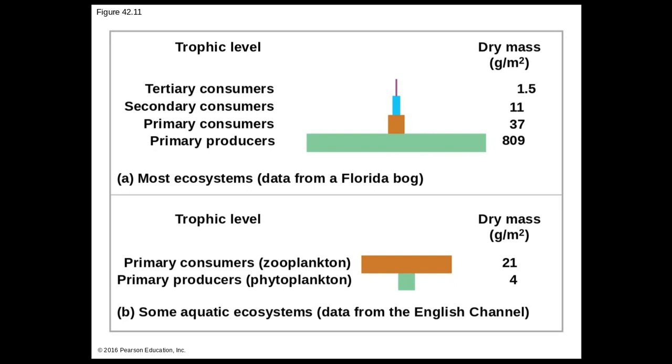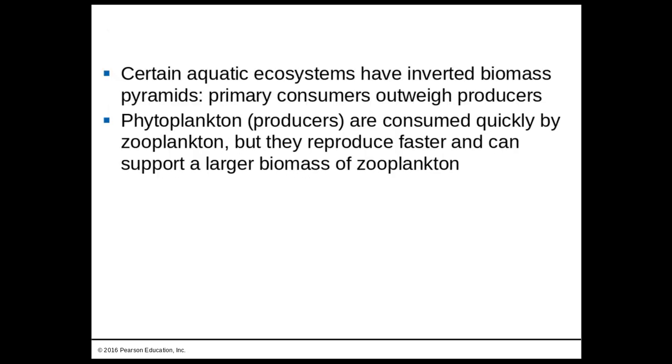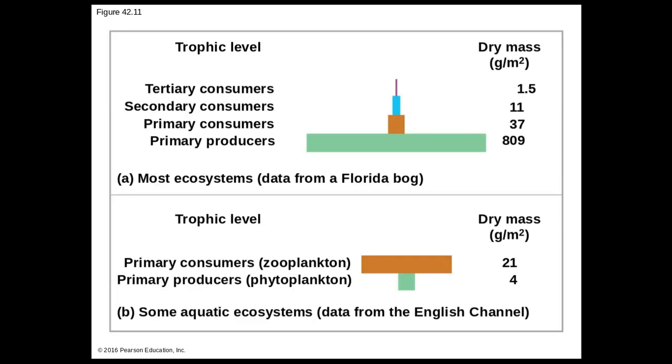Now, there are some aquatic ecosystems that have kind of an inverted biomass pyramid like this one. That's because when we look at those ecosystems, the phytoplankton, the producers, get consumed very quickly by the primary consumers, but they reproduce a lot faster and therefore can support a larger biomass of those primary consumers. So the phytoplankton get eaten a lot, but they reproduce at a fast enough rate that we can have a lot of these primary consumers here.